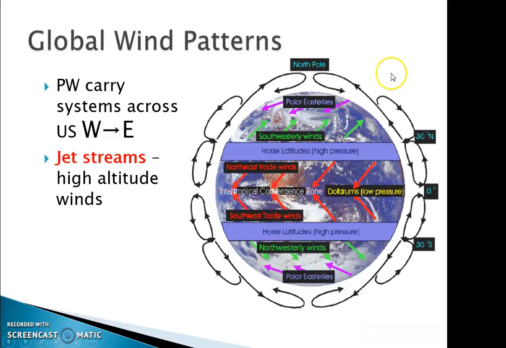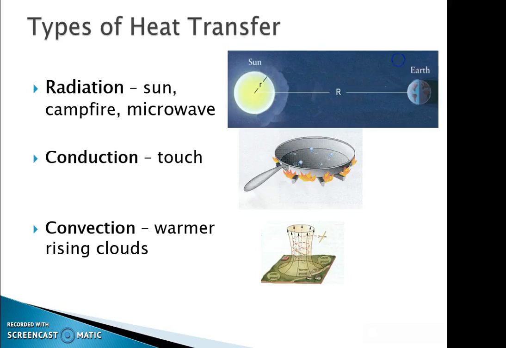Jet streams are very high altitude winds, and when planes fly in them, it actually reduces the amount of fuel that they need to use to power themselves. So these global wind patterns are really important. Obviously, sailors would have known about them and used them quite often in order to navigate the seas.